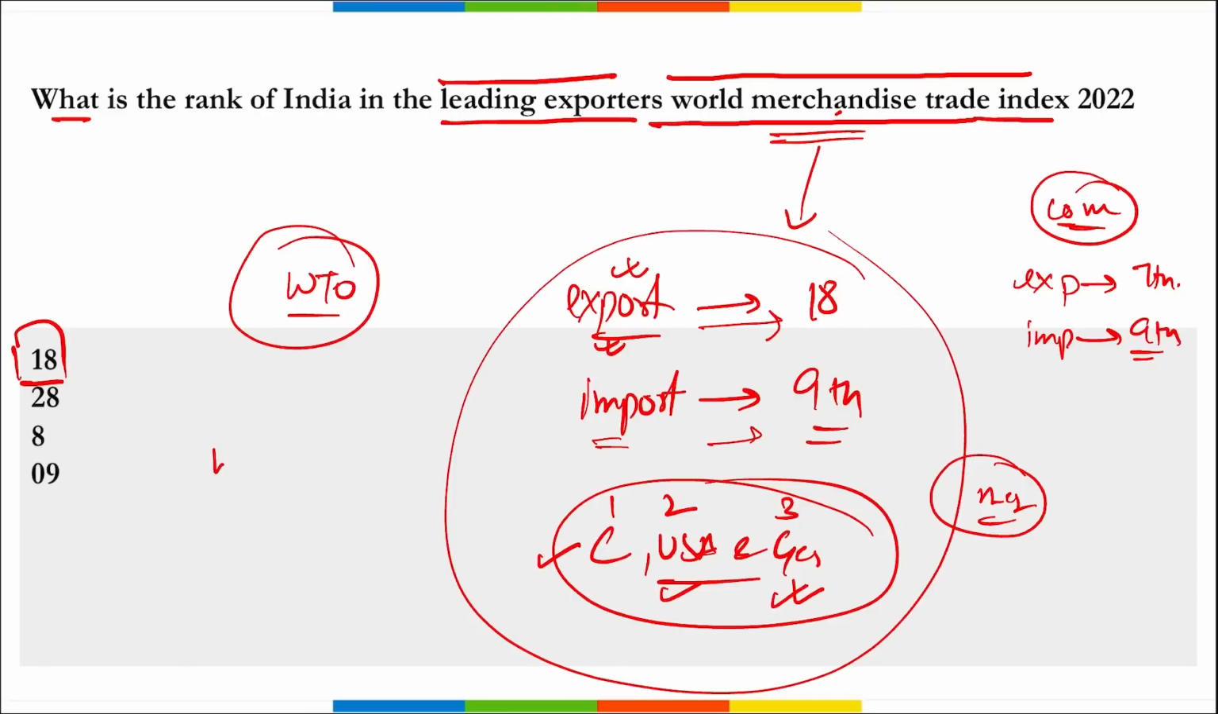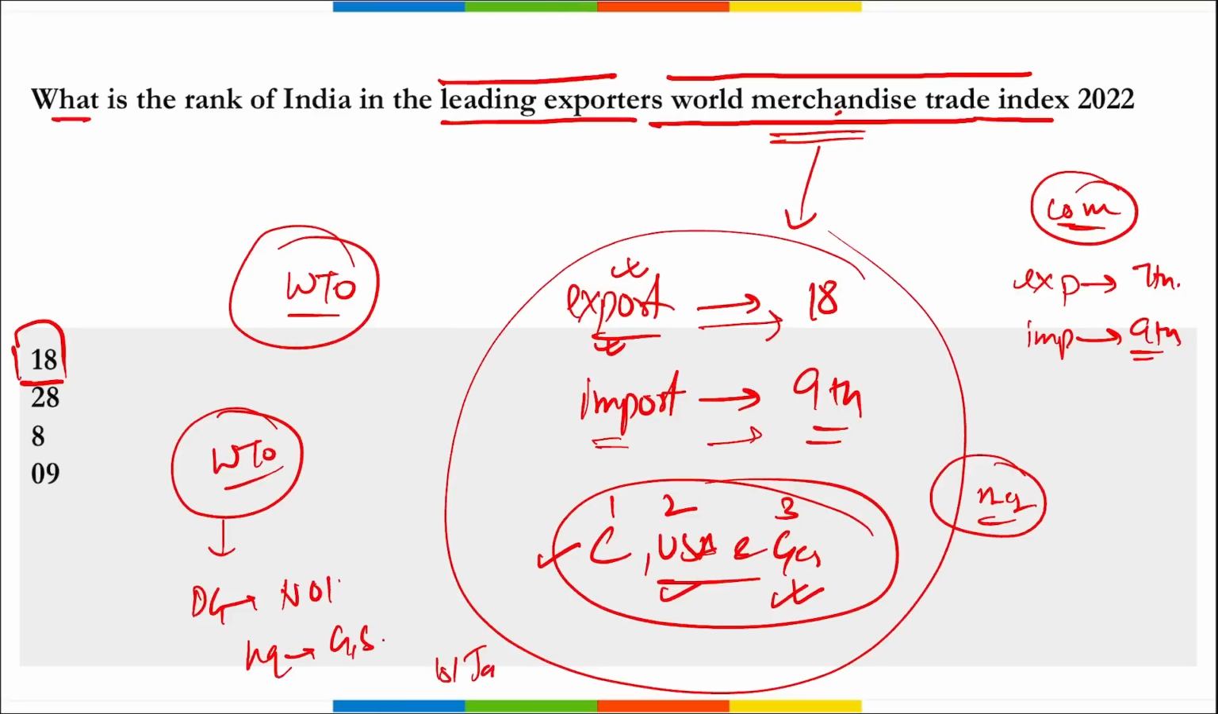Right? If we talk about WTO, who released this data, who is the Director General here? Ngozi Okonjo-Iweala. It is headquartered in Geneva, Switzerland, and it was established on 1st of January 1995.